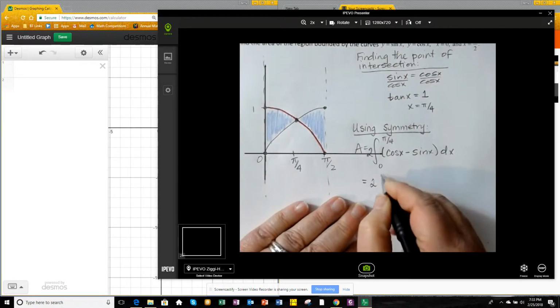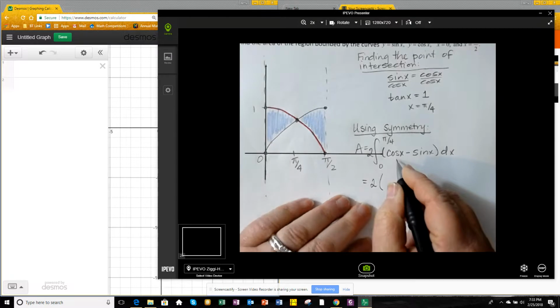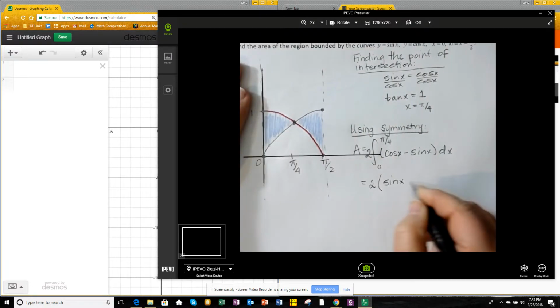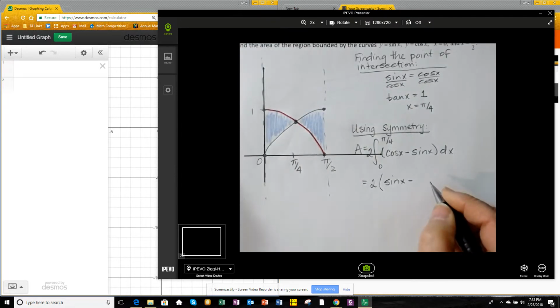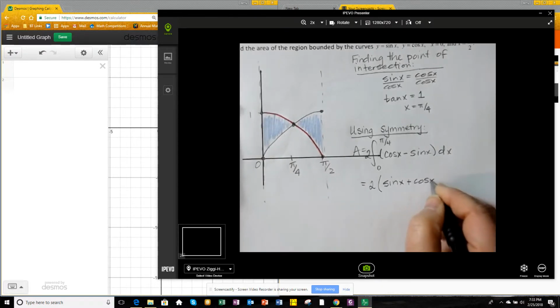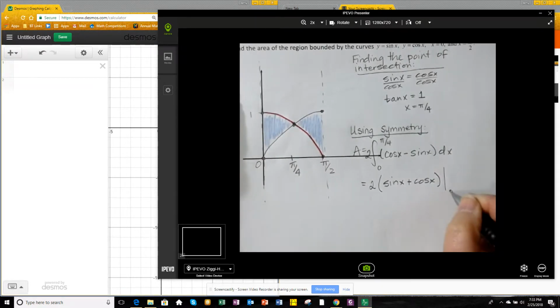All right, so what is the antiderivative of cosine x? Well, that's just sine x minus, well, what's the antiderivative of sine x? Well, that's negative cosine x. So this negative turns into a positive cosine x. And we're going to evaluate that between 0 and pi over 4.